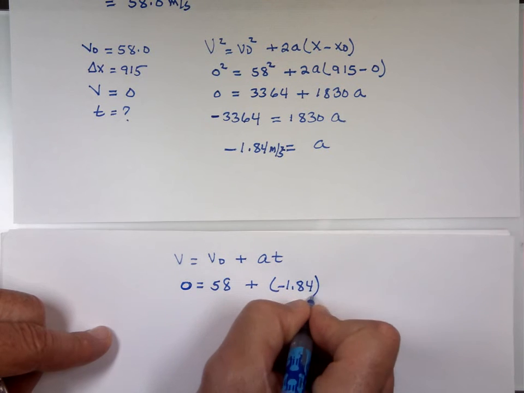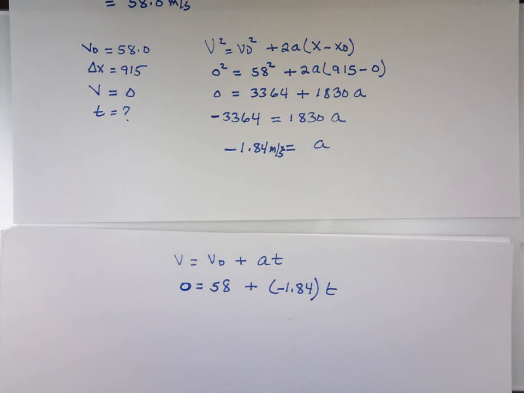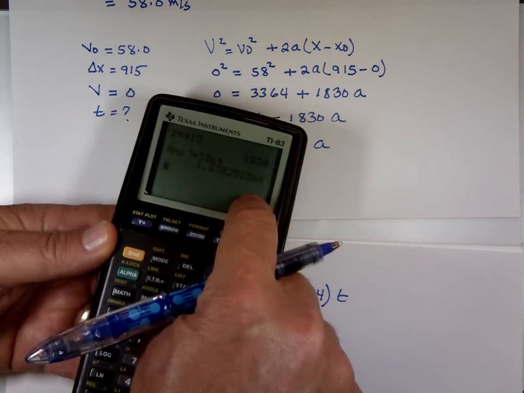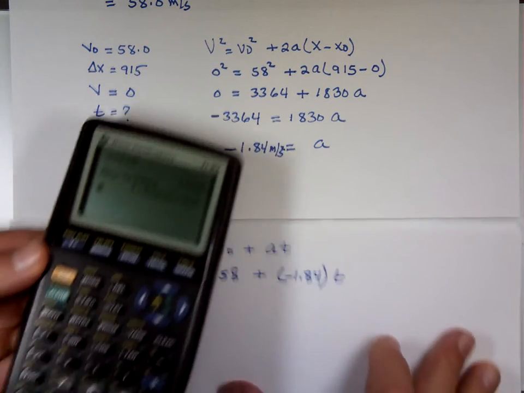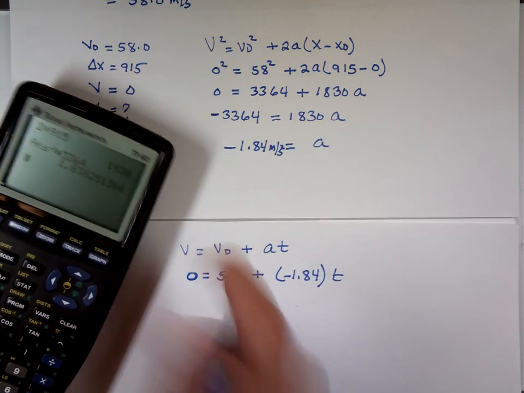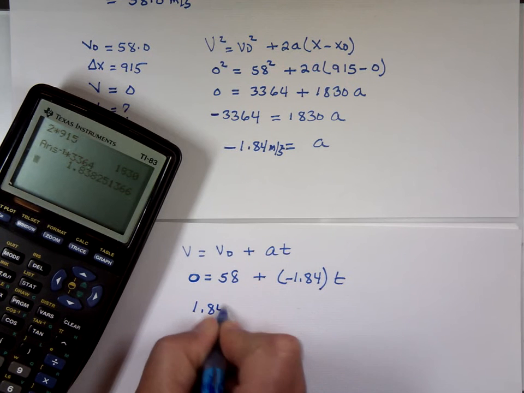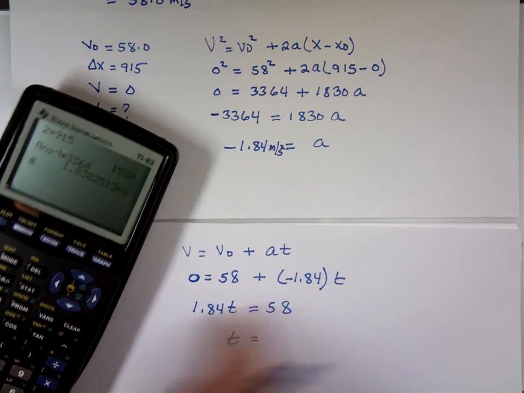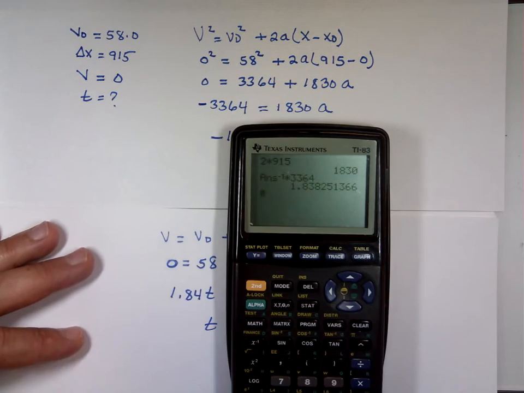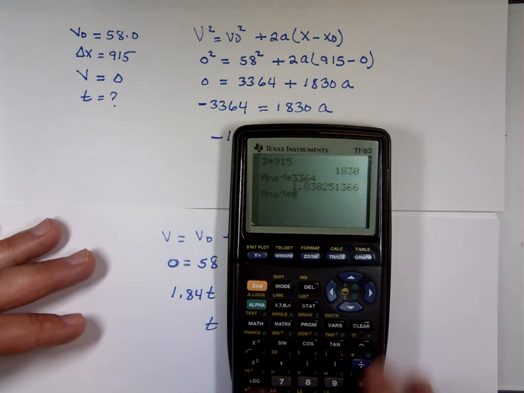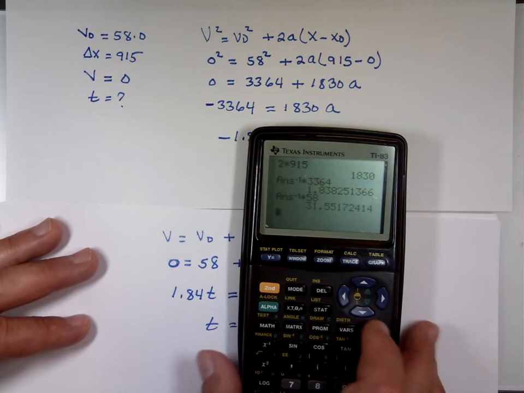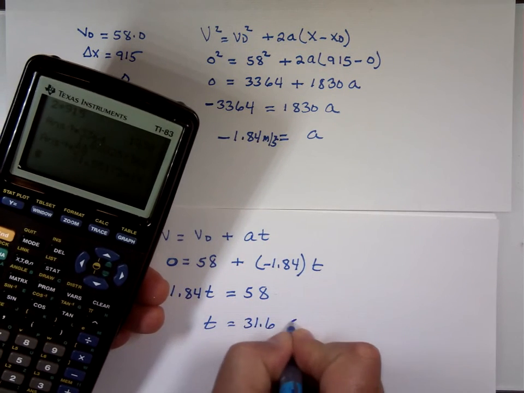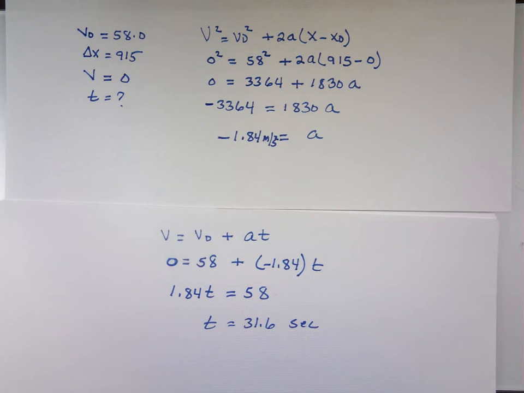Now, the one little thing I'll point out to you, sometimes when I write negative 1.84, I'm really still carrying all the digits on my calculator, so my answer might look different than yours. So you bring it to this side, that's 1.84 t equals 58. And to get t, we take the 58 divided by that number. I'm using 1.838 for that number. It's 31.55, 31.6 seconds. So it's going to take the plane roughly half a minute to come to a complete stop.